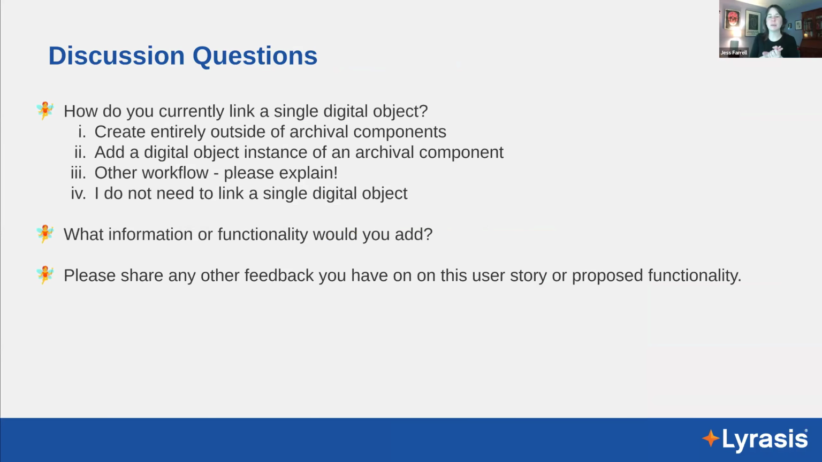But some things that I'm thinking about as I'm working through this is, how do folks really currently link a single digital object? Which I know is a really basic question, but I just want to make sure that we are designing for the most common use cases. So I'm curious if you create the digital object entirely outside of archival components, or if you add a digital object instance of an archival component, or if you have another workflow entirely.